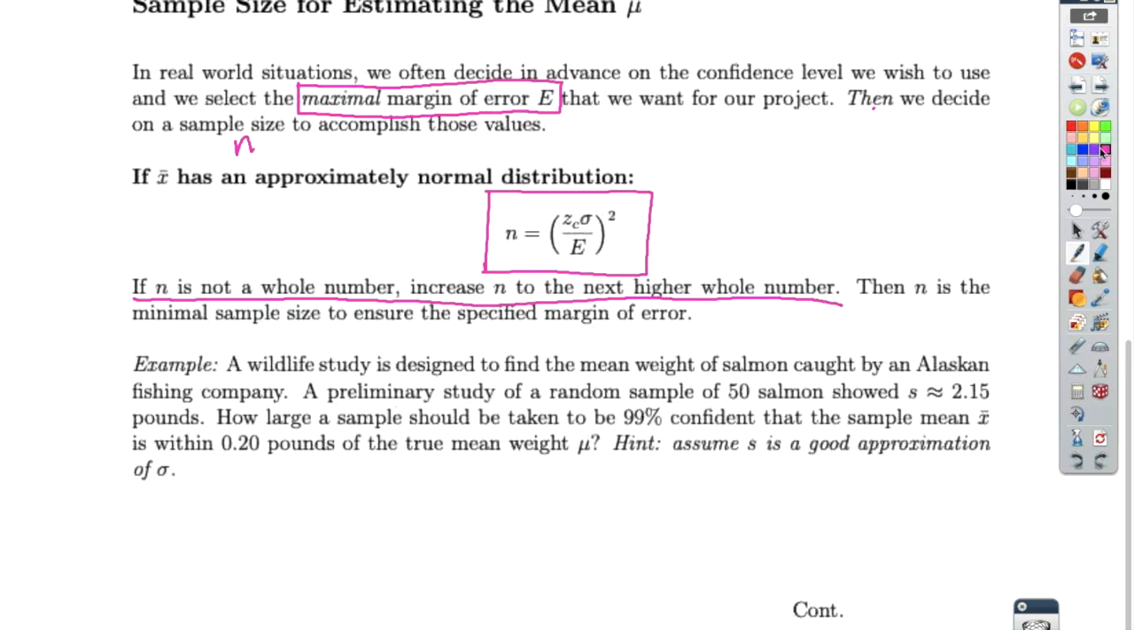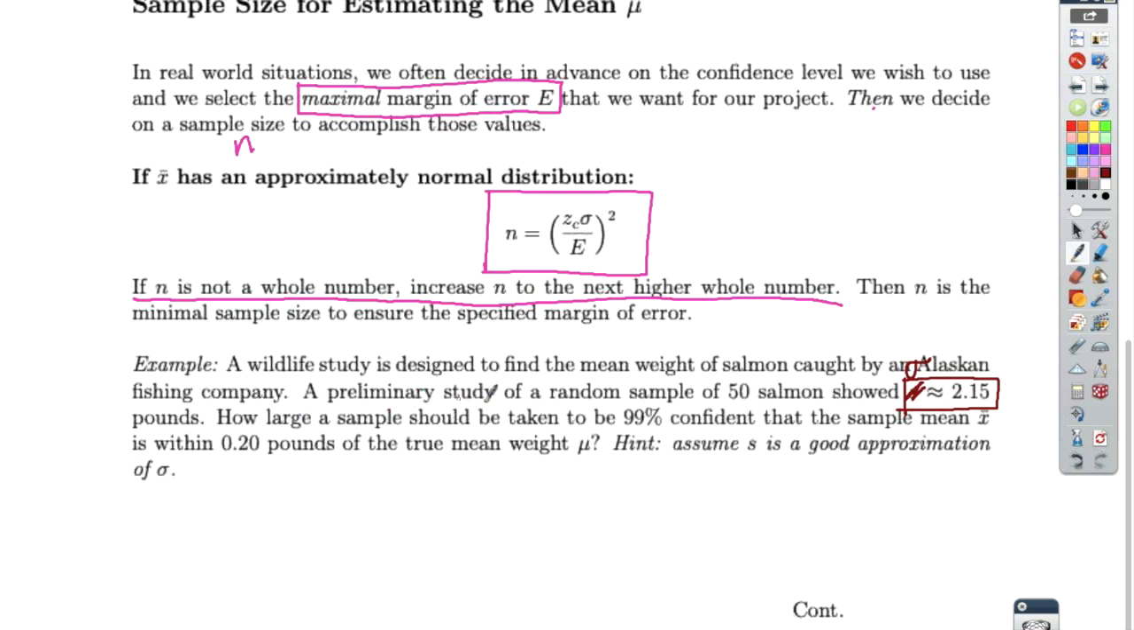Okay, so an example of that. A wildlife study is designed to find the mean weight of salmon caught by an Alaska fishing company. A preliminary study of a random sample of 50 salmon showed that the sample standard deviation equals 2.15 pounds. And actually, let's change this for right now, because this is what we're going to do in section 8.2. Let's call that sigma for right now. So our standard deviation is 2.15 pounds.